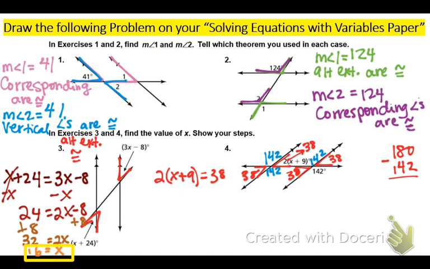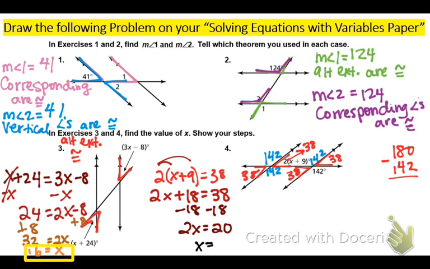All right, so then what do we do next? We distribute. So we have 2x. 2 times 9 is? 18. All right, next step. Subtract 18. 2x equals 20. So x equals 10. That's it. Show your steps.